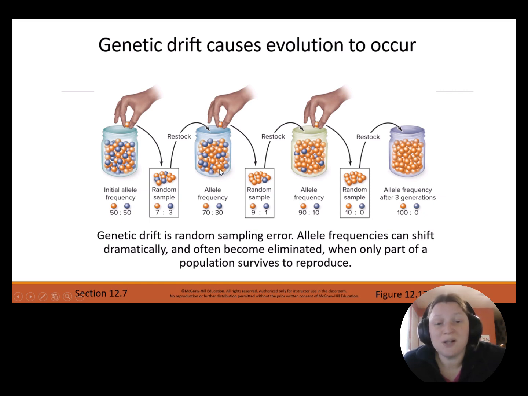We repeat that process. This F1 population gets to reproduce, but only 10 of them. And we see that that changes the allele frequencies again. So genetic drift causes evolution to occur. There's this change in allele frequency, and it is random changes.